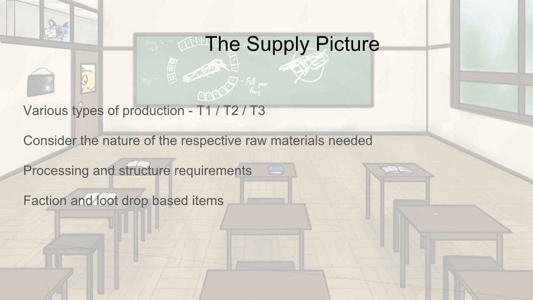All right, and the last thing we're going to be going over for the supply picture is the faction and loot drop based items. Now, why is this important? Because so far, all we've talked about is how Tech 1, Tech 2, and Tech 3 items are born and delivered into the market. Now, those are not the only items that are available in game for sale and for use. We also have Navy and pirate faction ships and modules. All right, those things don't go through traditional production lines.